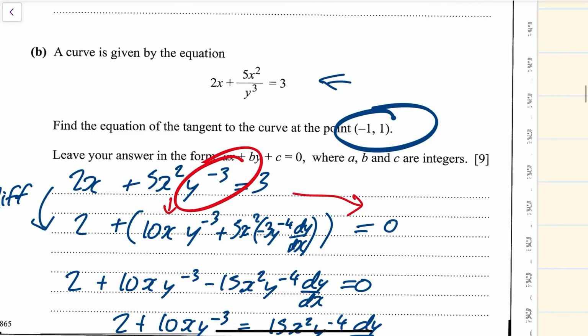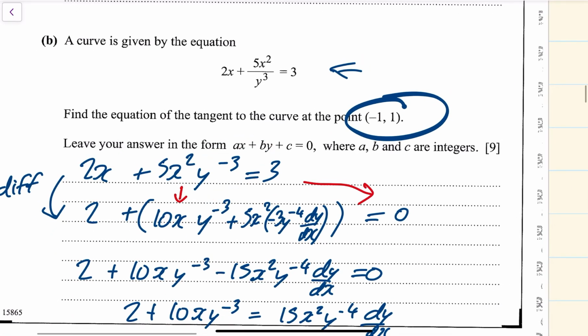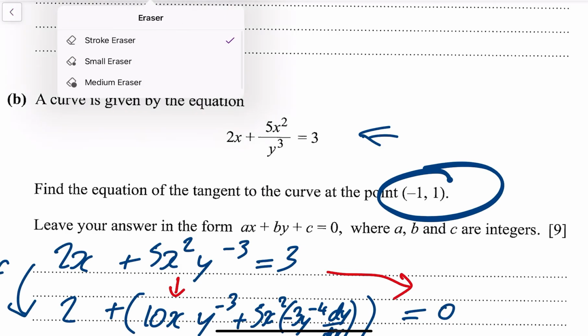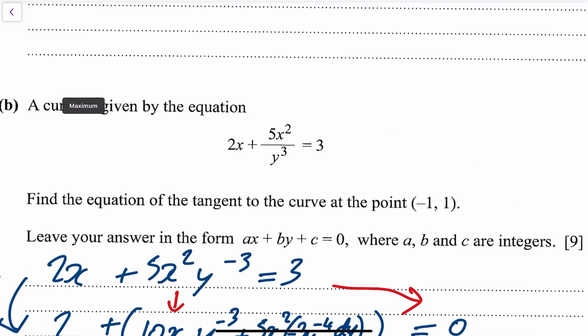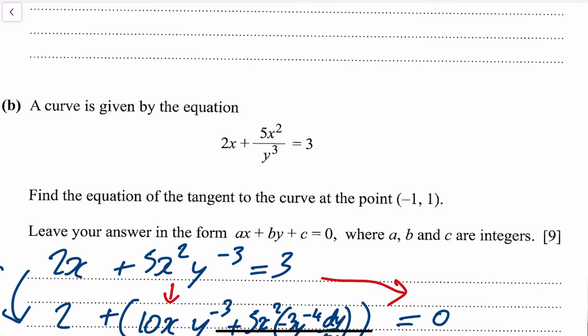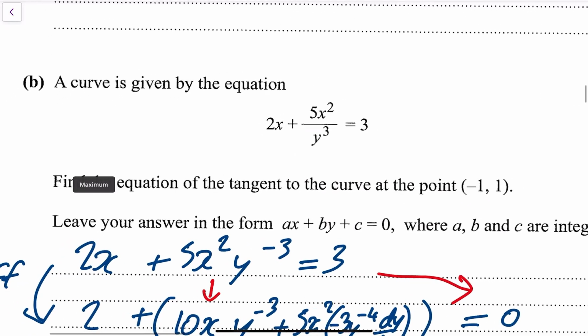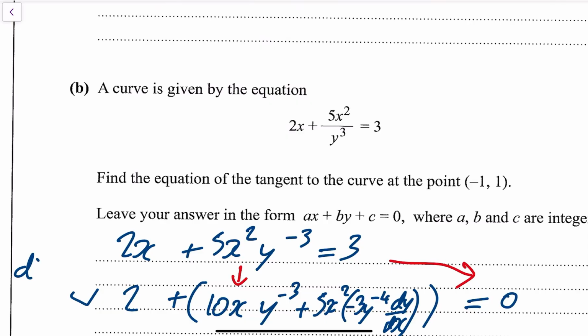Okay, now the next one. Let me tidy this up a wee bit, apologies. It says a curve is given by the equation 2x plus 5x squared over y cubed equals 3. Find the equation of the tangent at the point minus 1, 1. Leave your answer in the form ax plus by plus c equals 0, where a, b and c are integers. First thing I've done here, notice, is I have written it in index form. So 2x plus 5x squared y to the minus 3 equals 3.